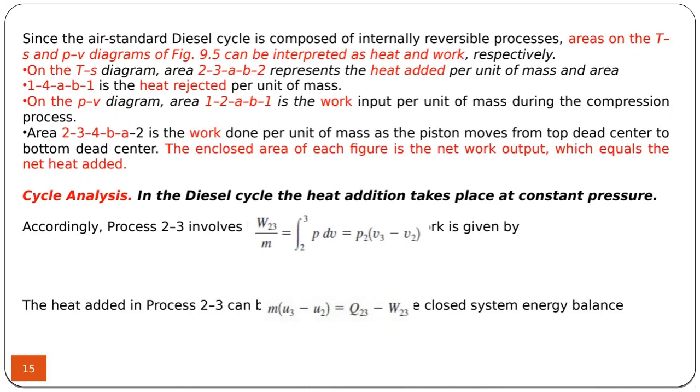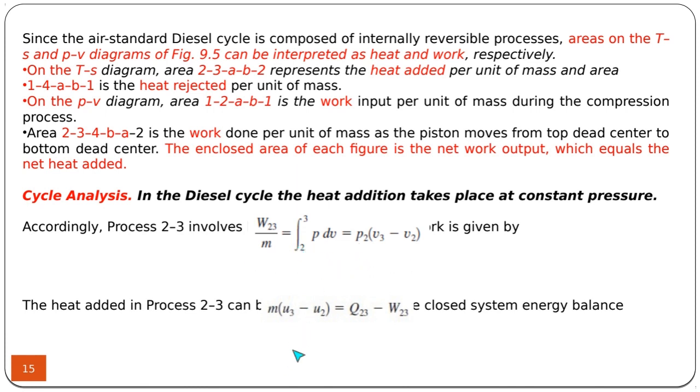So at the start of expansion from 2 to 3, we have a constant pressure. And at the constant pressure, remember that in closed cycles, the work can be obtained by P times the difference of the volumes, because pressure is constant. So this is part of the work.